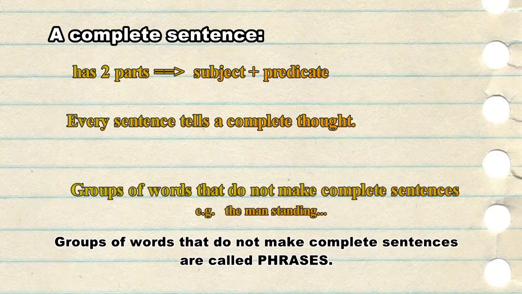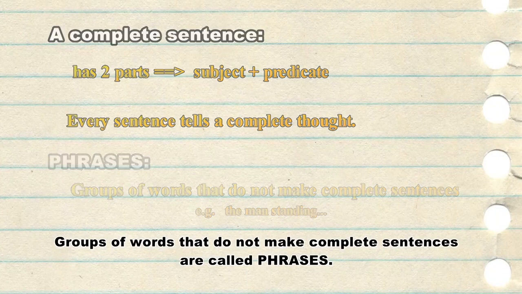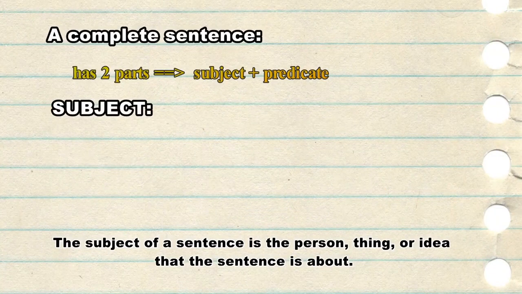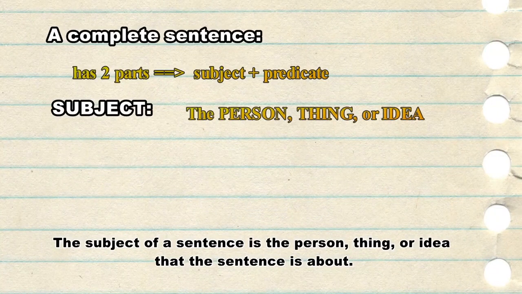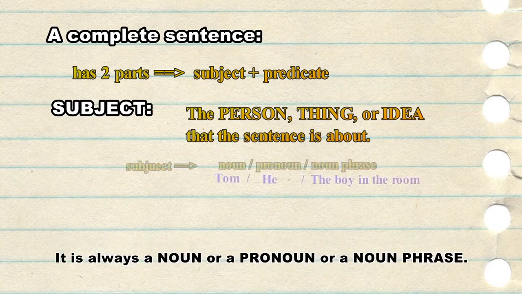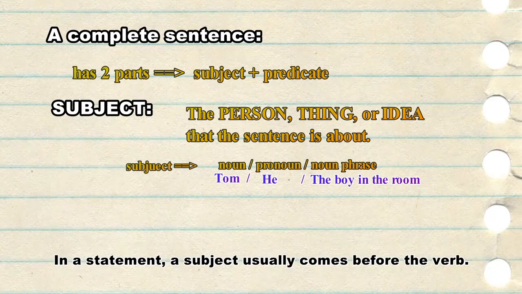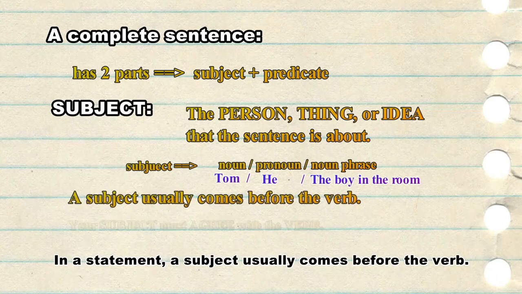Groups of words that do not make complete sentences are called phrases. The subject of a sentence is the person, thing, or idea that the sentence is about. It is always a noun or a pronoun or a noun phrase. In a statement, a subject usually comes before the verb.